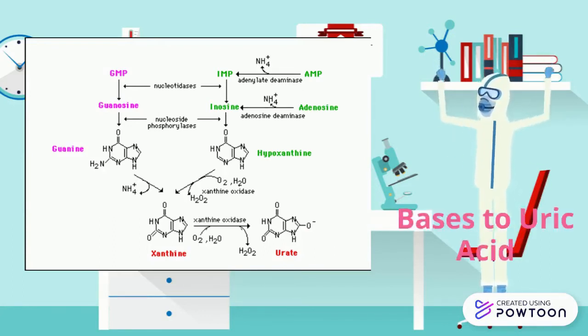Xanthine, like hypoxanthine, is oxidized by oxygen and xanthine oxidase, with the production of hydrogen peroxide. In humans, the urate is excreted and the hydrogen peroxide is degraded by catalase. Xanthine oxidase is present in significant concentration only in liver and intestine.